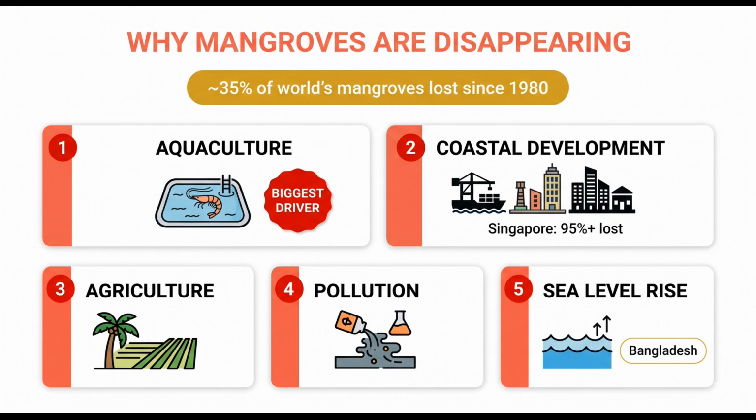Number 5, sea level rise, the long-term threat. Low-lying mangrove habitats are at risk of submersion. If mangroves cannot migrate inland because human development is behind them, they are squeezed out.